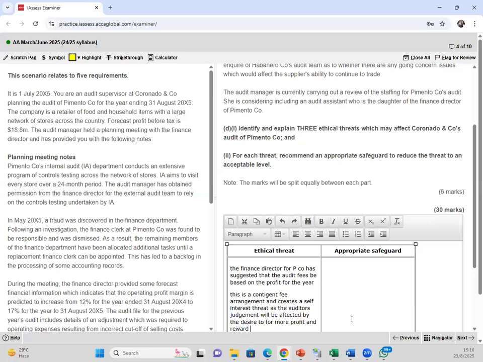So they would want the company to have more profit so that they can get more rewards. So there is a self-interest threat. So yes, Barbara, you're not done. What then should be done?